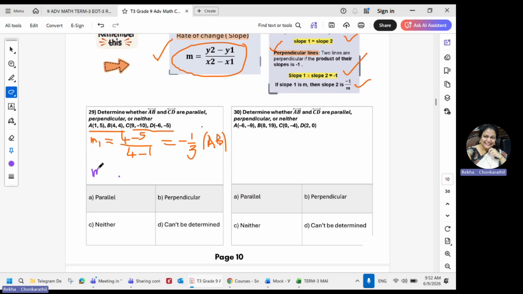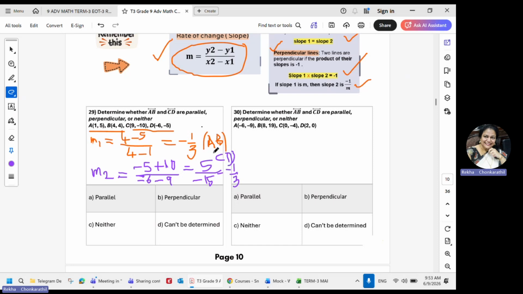For CD, I'm going to write it as M2 equal minus 5 minus 10, which will become plus 10, and divided by minus 6 minus 9. Here will be positive 5 and down will be negative 15. So this will also be negative 1 by 3. This is for CD.